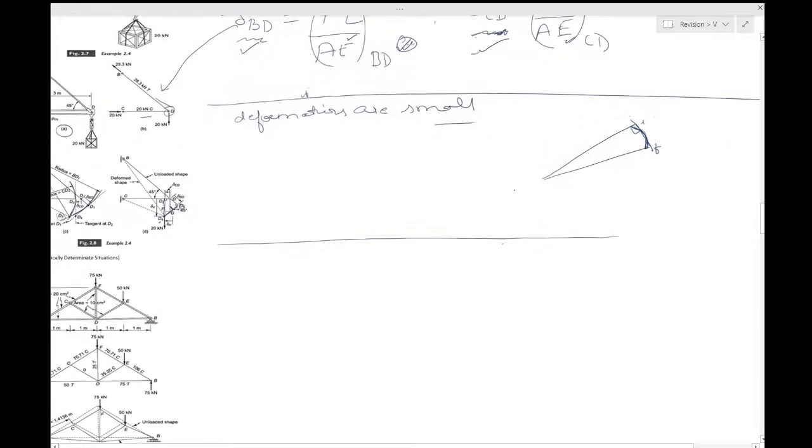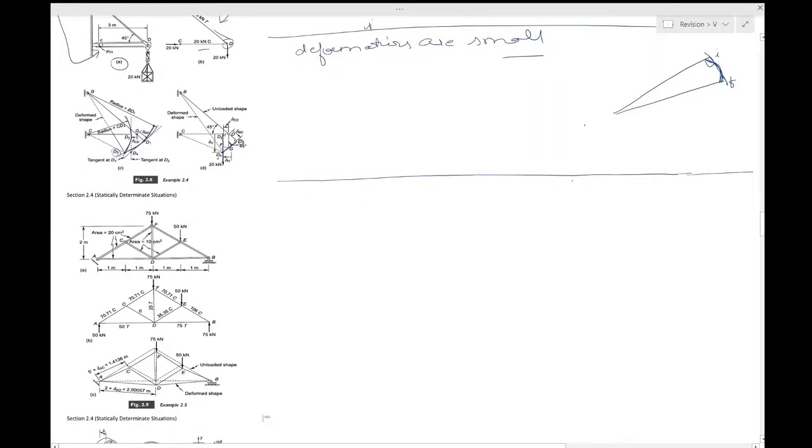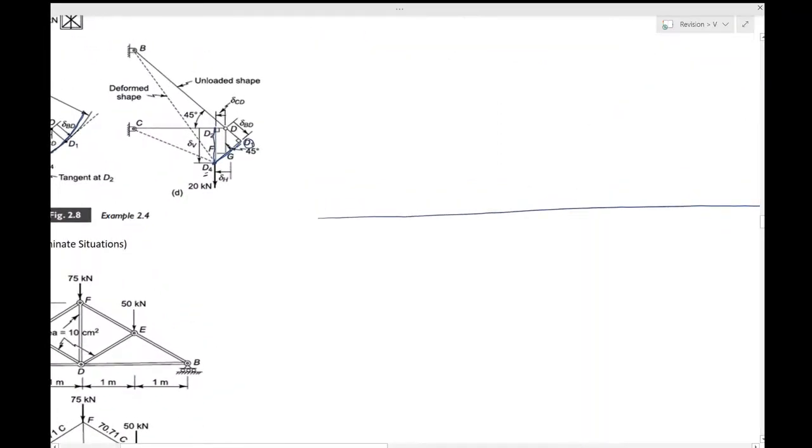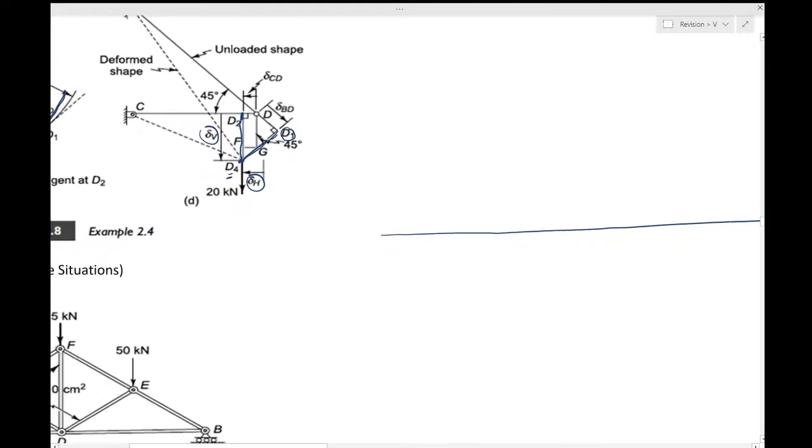So that's where we stop this particular problem. Let's move to the next problem, again something which we had seen before. The answer for the previous question would be, if from D you have to come down by delta V in the vertical direction, and in the horizontal direction, you would know how much it has changed.